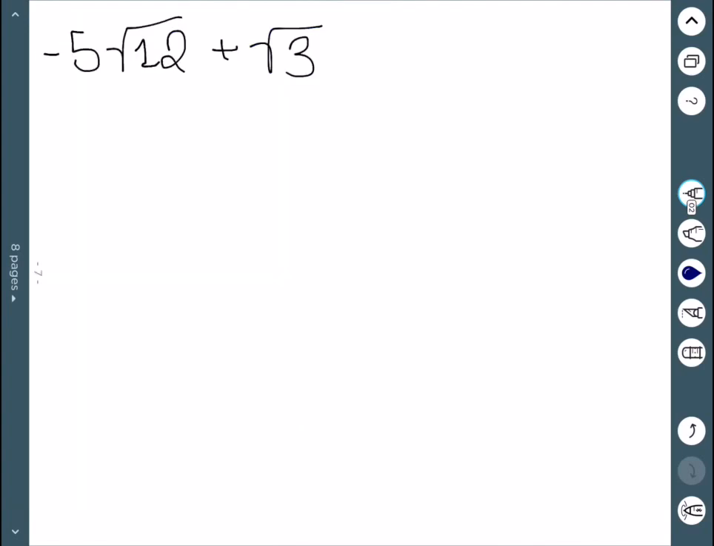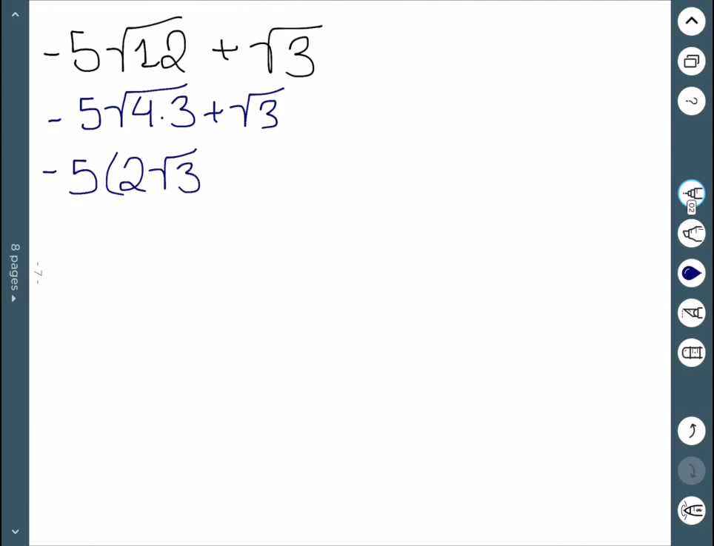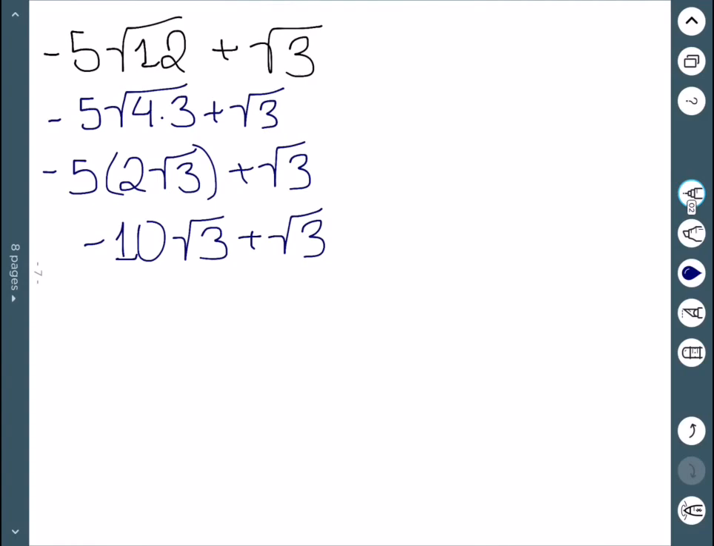We can also look at adding and subtracting these. However, we need the roots to be the same. Here I'm going to rewrite this. 12 is the same thing as 4 times 3. And I know the square root of 4 is 2. So now I have negative 5 times 2 root 3 plus root 3. So this says negative 10 square root of 3 plus the square root of 3. And now I can add these the same way I would polynomials. Negative 10 plus the 1 gives me negative 9 root 3.